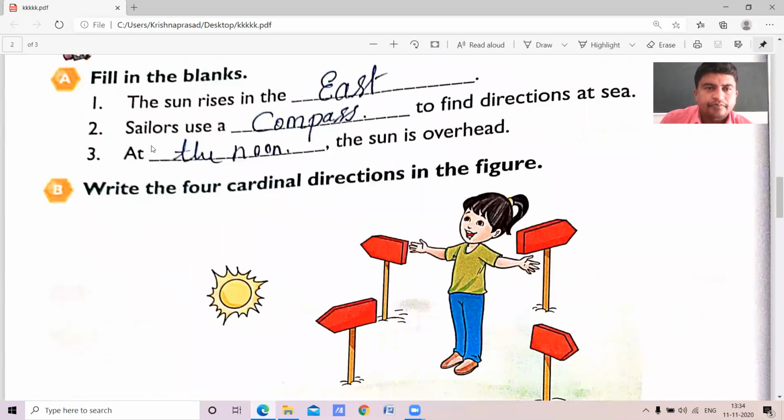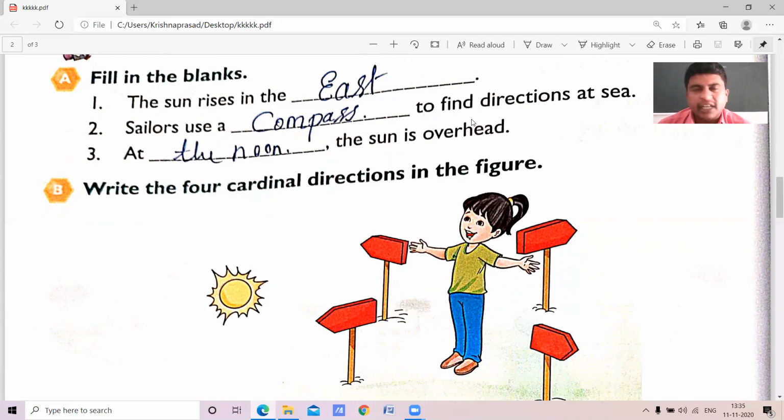Second one, sailors use a dash to find directions at the sea. Dear students, see here, compass. A compass is used to find directions. You know very well, sailor. Sir, what is the sailor? I already explained to you in the previous class.